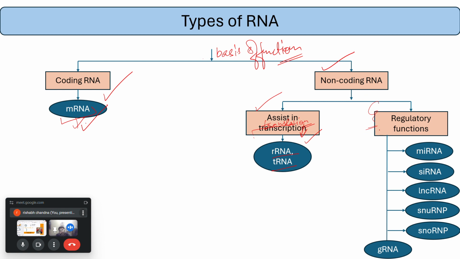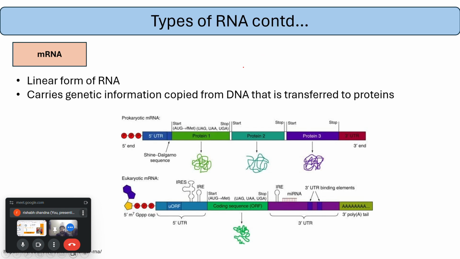And then, as we discussed, there are also regulatory functions. So these are the regulatory RNAs present inside the body, like miRNA, siRNA, and lncRNAs that regulate the expression of a gene, and then snRNA and snoRNA, small nuclear and small nucleolar RNA, and then the gRNA that helps in gene editing. We'll see a bit of the details of these RNAs. Moving forward, the first was the coding RNA, that is the mRNA, or the messenger RNA.